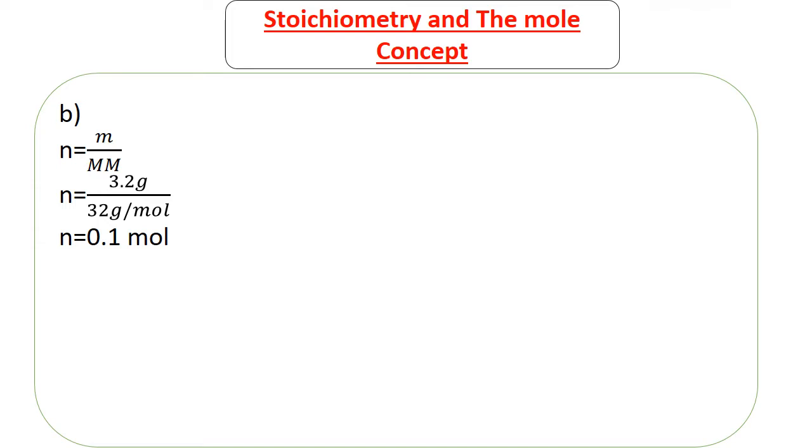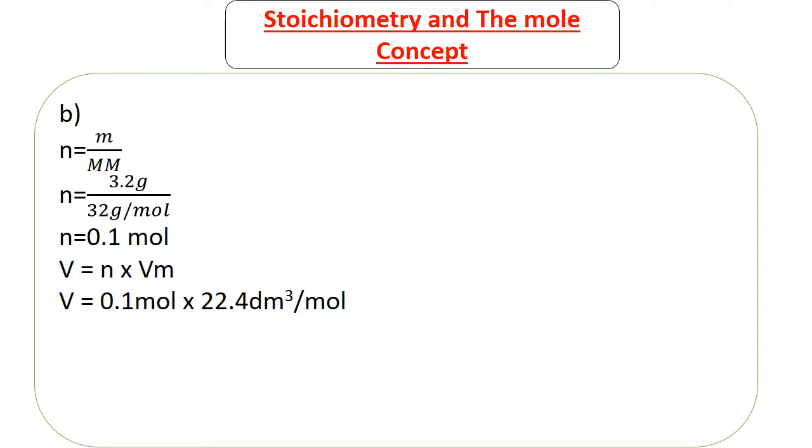our gas. So the next job is now to convert this to the volume. We use this same formula, 0.1 moles times, again, we use decimeter cubed. If you want, you can use centimeter cubed, there is no issue there. So when you multiply, you're going to get 2.24 decimeter cubed as the volume of the gas present.